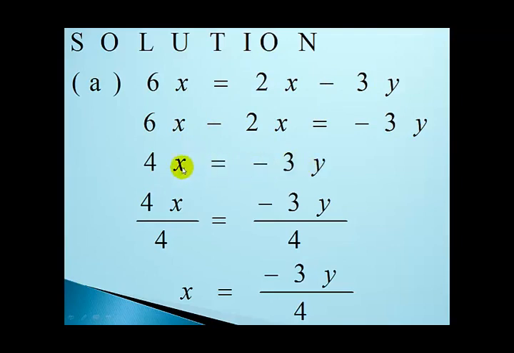So we have 4x is equal to minus 3y. Because we are solving for x, we divide the left hand side by 4. That is how come we have 4x divided by 4. And we divide the right hand side also by 4. That is how come we have minus 3y divided by 4. Now 4 will cancel 4 and we are left with x. And so we have x is equal to minus 3 over 4y. Now we can see that the x stands alone. That means that we've made x the subject. We've made x the subject from the equation 6x equals 2x minus 3y.